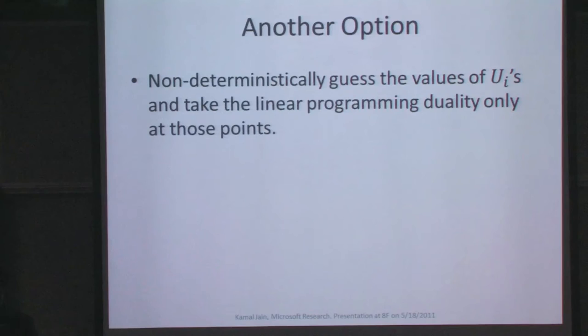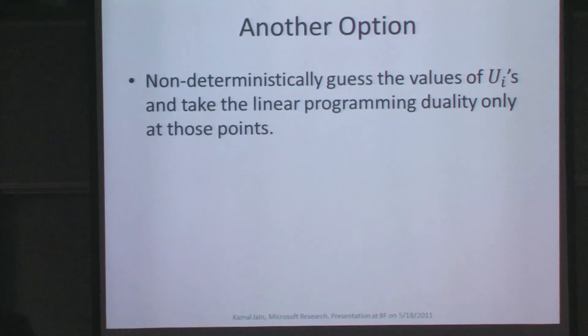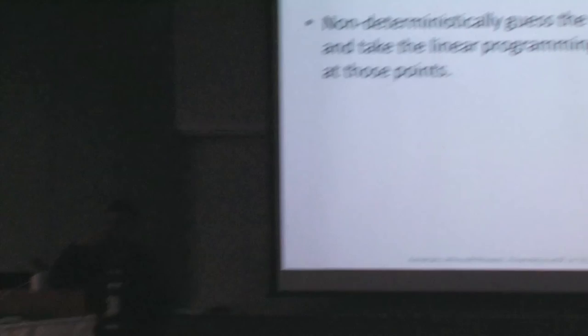Why is that not the same as KKT? Instead of trying it at all points, you're just guessing it at some of the points. Yes, but what happens is that you will not have primal variables in the dual. Okay, so it's not the same as KKT, because KKT will give you primal variables in the dual program. You can eliminate those, but again it becomes complicated. We want a very simple notion of duality.